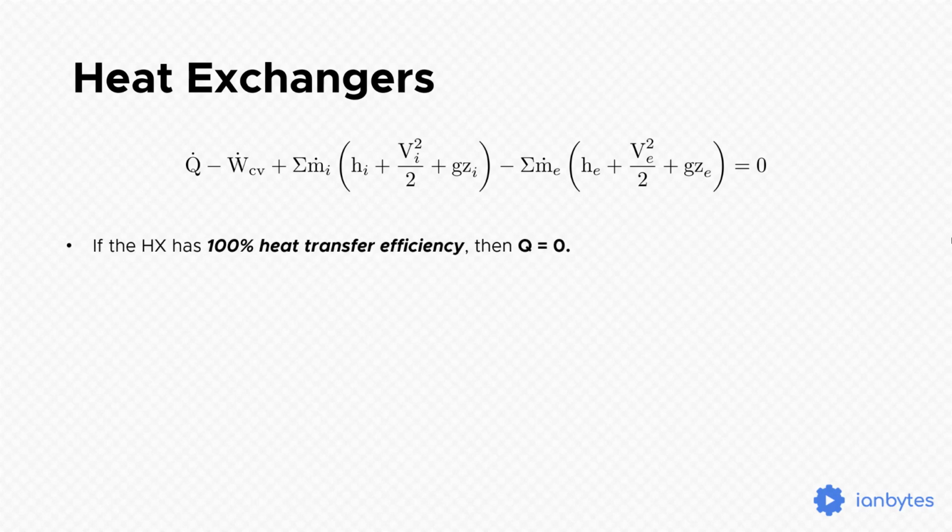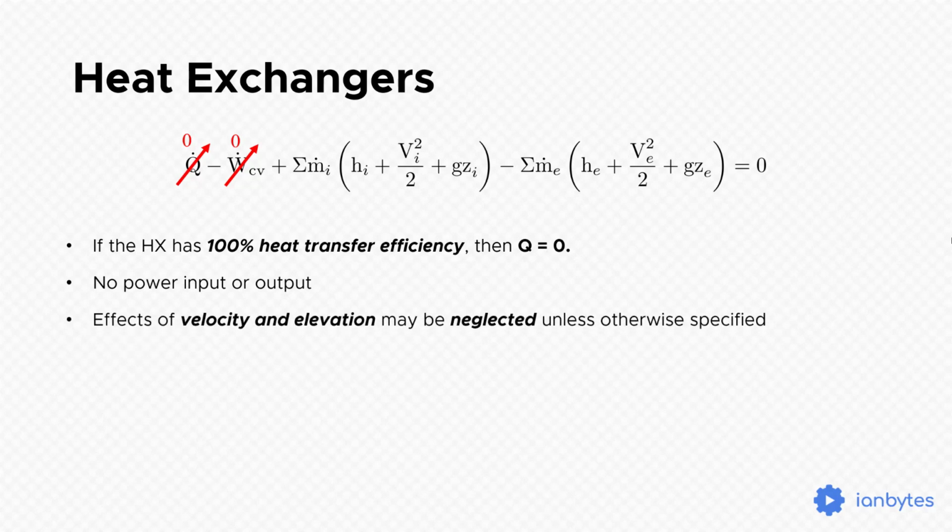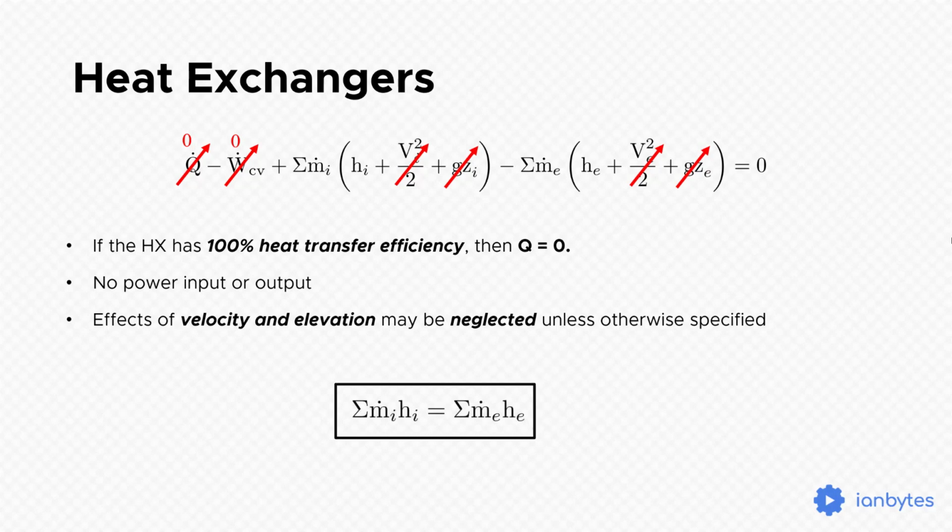If the heat exchanger has a heat transfer efficiency of 100%, masasabi nating wala itong heat transfer with the surroundings, which is why Q dot is equal to 0. Also, ang heat exchangers ay hindi work-producing or work-extracting device, kaya naman ang value ng W dot CV ay 0 din. We can also neglect the effects of the velocity and the elevation of the streams of masses unless otherwise specified. Kaya naman pwede nating tanggalin ang contribution ng kinetic and potential energies. Therefore, the governing equation for heat exchangers is as follows.